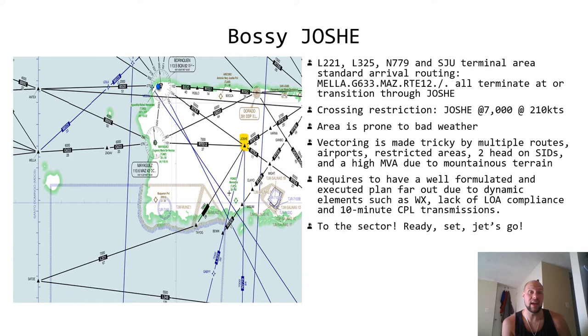And that's tricky because of its proximity to Joshi. If you're gonna keep an aircraft suspended at 16,000 feet, vectoring around restricted area 7105 and its associated high MVA, well then you have to make sure that your plan is sound to account for the aircraft's descent to make the respectable restriction at Joshi at 7 and 210. So you see, there's a lot of factors here.